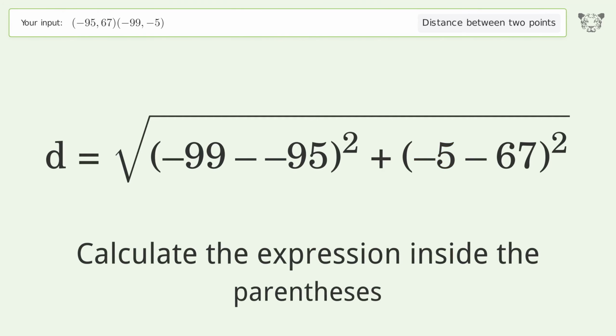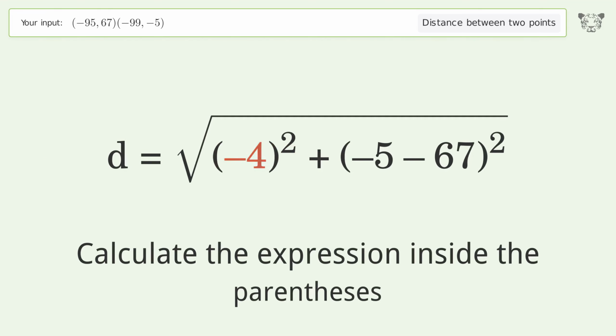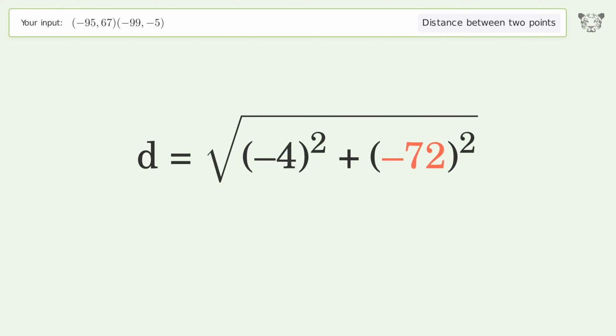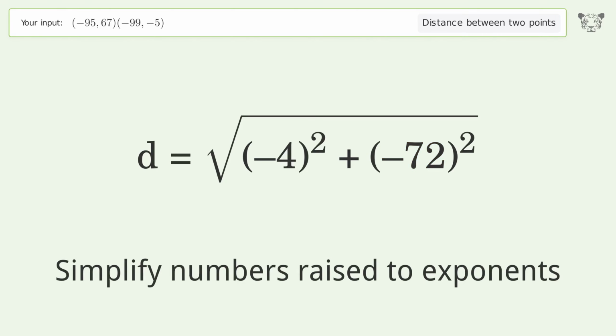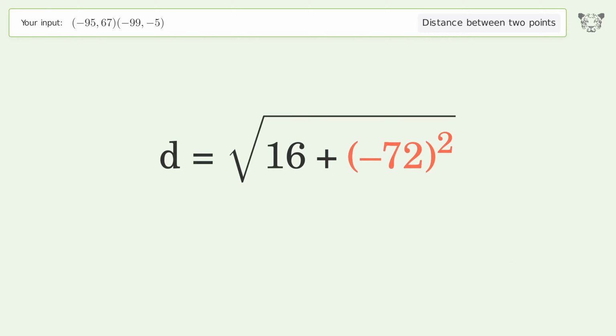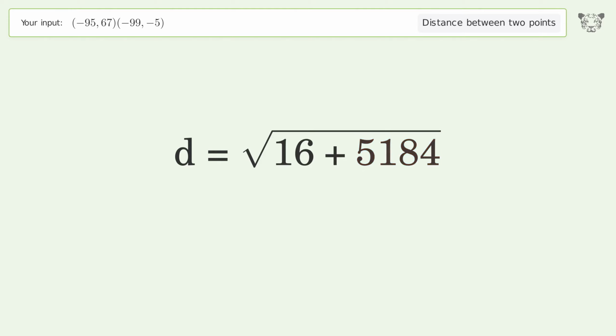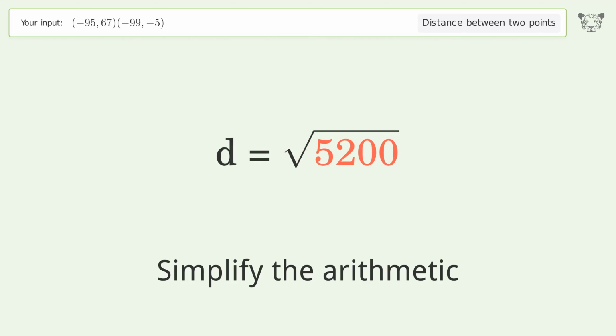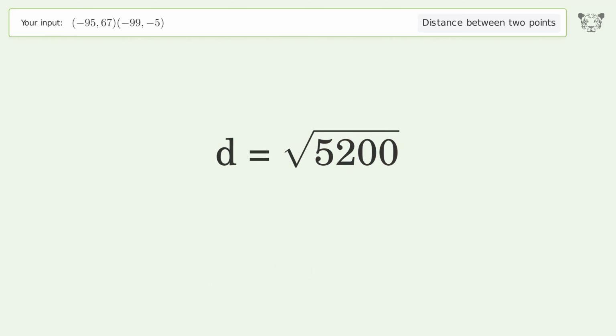Calculate the expression inside the parentheses. Simplify numbers raised to exponents. Simplify the arithmetic. And so the distance between the 2 points is the square root of 5,200, or 72.111.